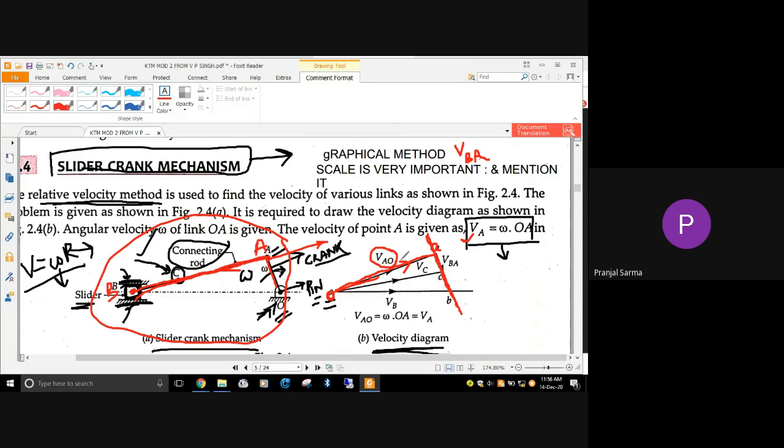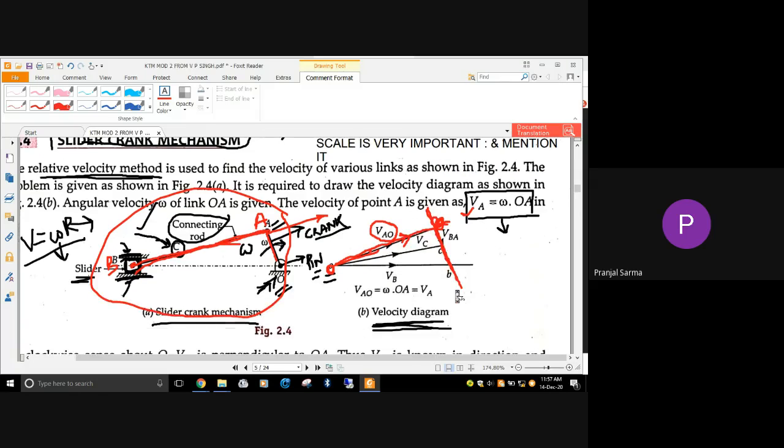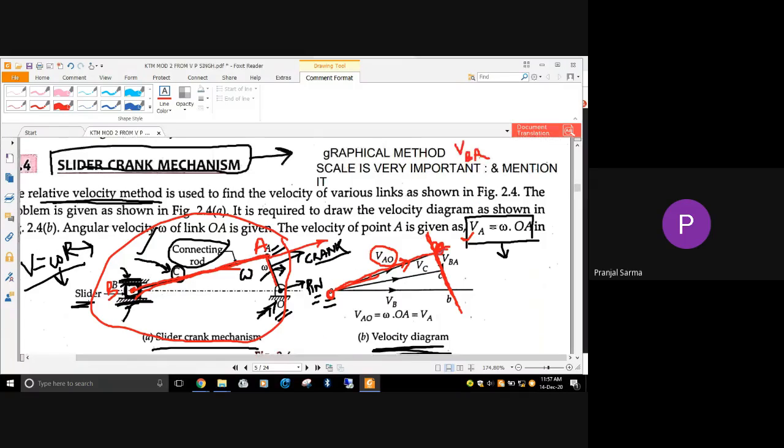For the previous case OA, I knew both magnitude as well as direction. That's why O and A are definite points. But right now I know B point will lie somewhere on this particular line, but I don't know the exact location of B. Up to this much, okay?